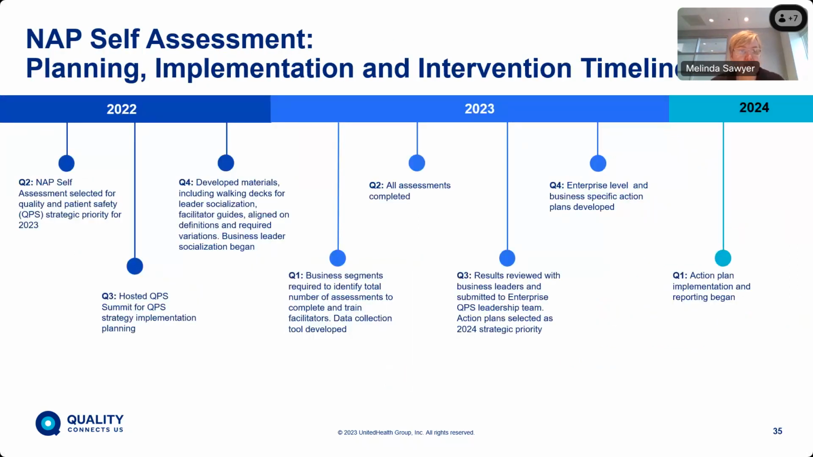So we actually identified the National Action Plan self-assessment tool. It was selected for strategic priority in Q2 of 2022. And because of our strategic planning process, we identified it then for 2023's priority. We then hosted a quality and patient safety summit for implementation planning.